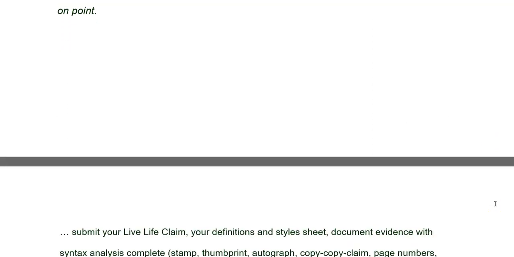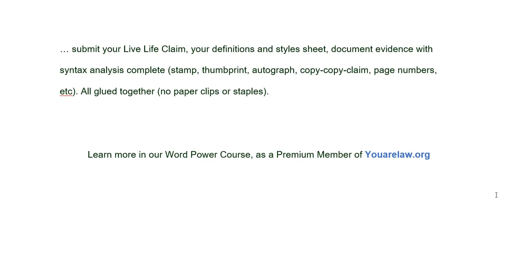So what we do is we show you in our course on word power, it's called how to create and submit a live-live claim, apply a definitions and style sheet. We do them the courtesy of what they did not do for us. We give them a definitions and style sheet. And then we take all their evidence they gave us, which is their summons and whatever they sent you in the mail or delivered or arrested you and handed to you. That's your evidence. That's the focus of your evidence. It's not what they're accusing.